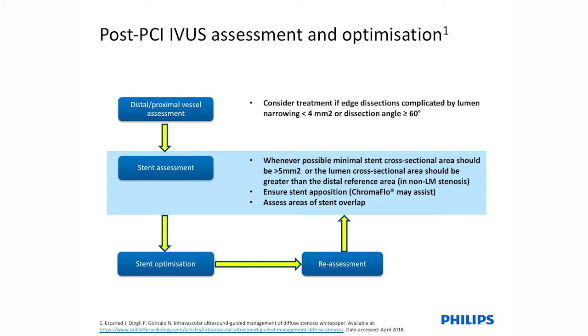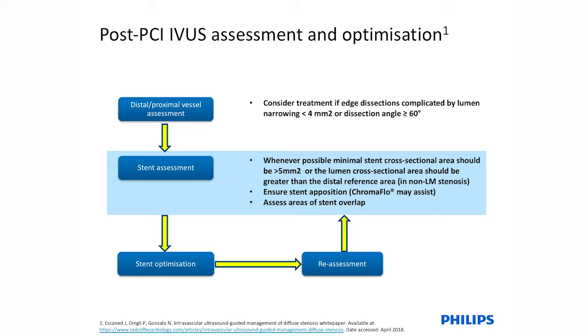Remember that in this aspect, IVUS is much less sensitive than OCT, for example. So when you are able to identify big dissections with IVUS, typically it's a dissection that has to be considered when you decide whether to treat or not. Minor dissections that do not require treatment typically are not visualized with IVUS. Sometimes you can also use ChromaFlo, this specific image protocol that allows visualization of the lumen to identify big dissections with IVUS.